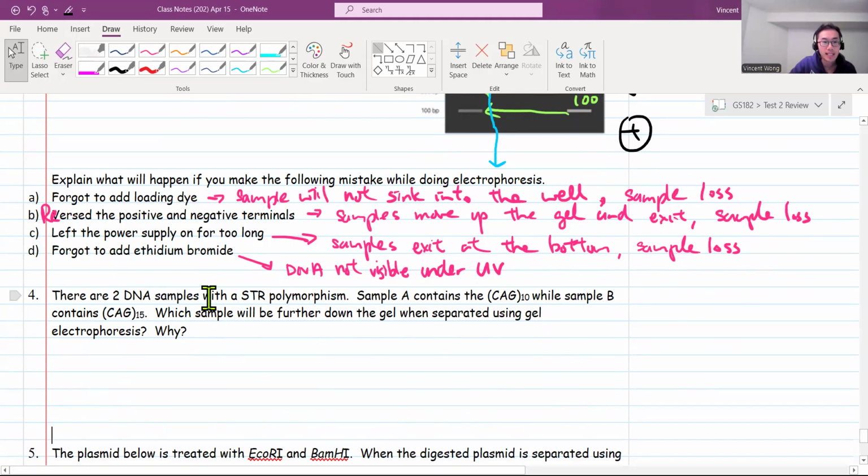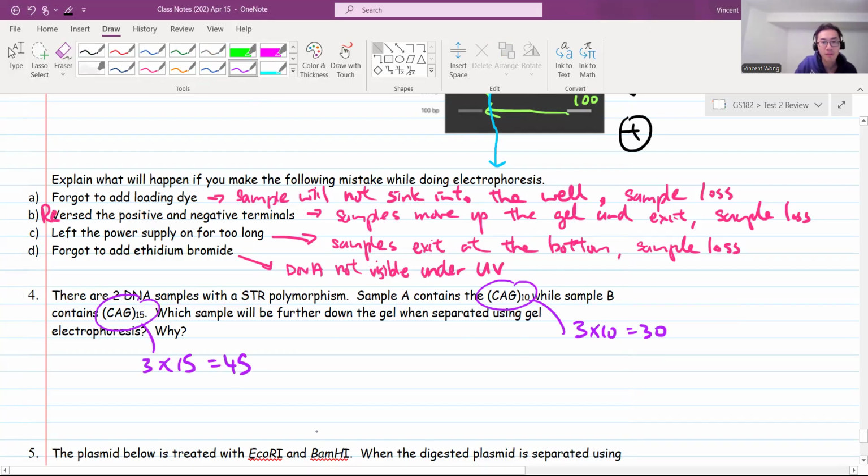There are two DNA samples with STR polymorphism. This is the concept chart question we did in class. Just want to go through it again with you. This one is 3 nucleotides, 10 repeats. 3 times 10 is 30. This one is 3 times 15, which is 45.